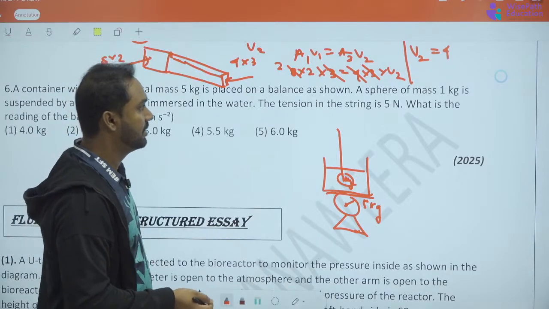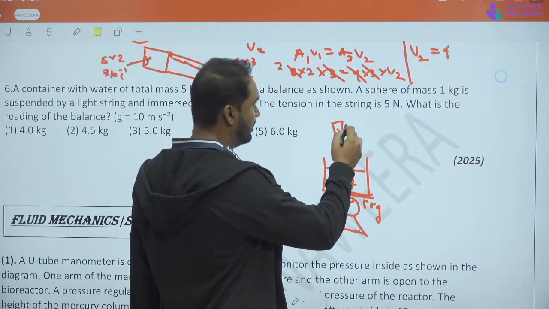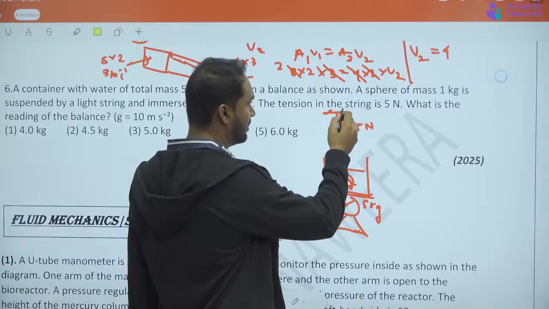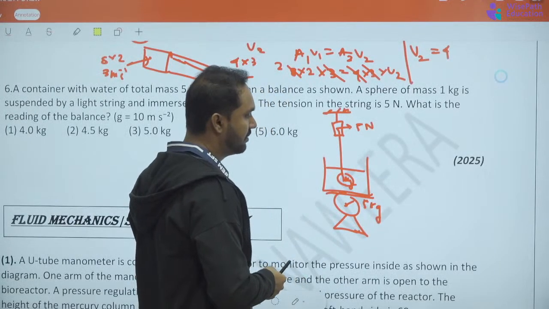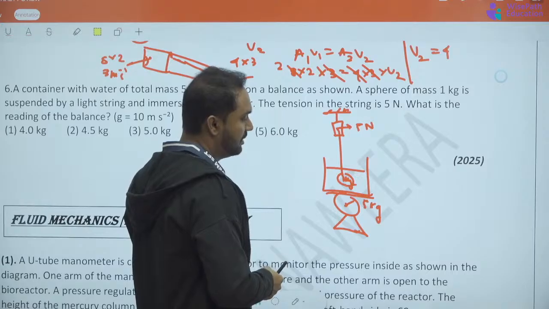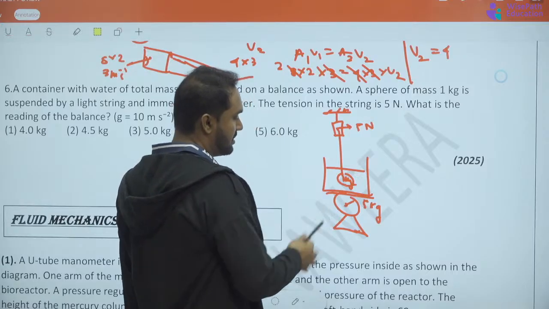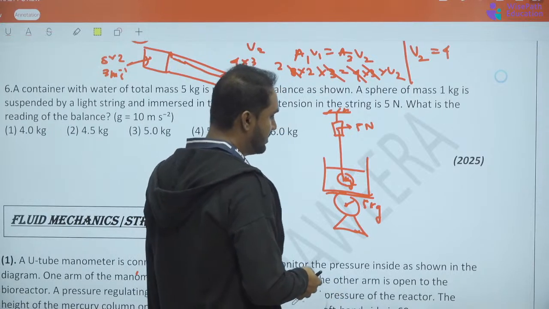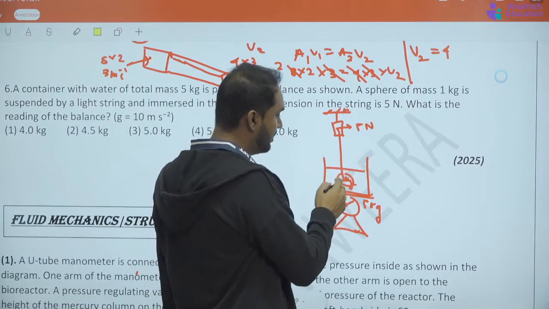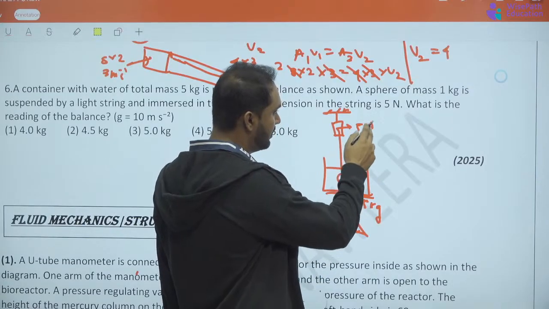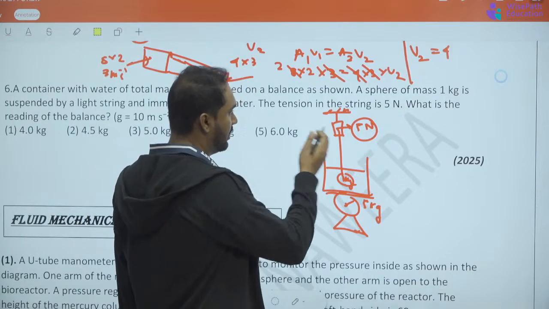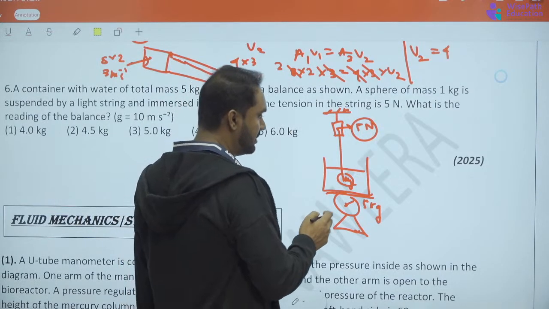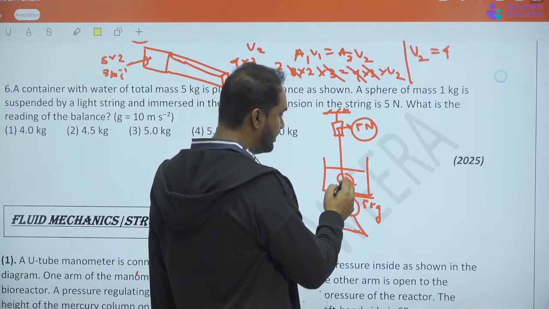The tension in the string is 5 newtons. So there's a tension in the string that is 5 newtons. What is the reading of the balance? They're asking what is the reading of the balance now when you immerse 1 kilogram of mass. So think of it in this way. There's 5 kilograms of mass there, and when you immerse it, there's 5 newtons of force in the spring scale, which means the weight of this mass is how much?